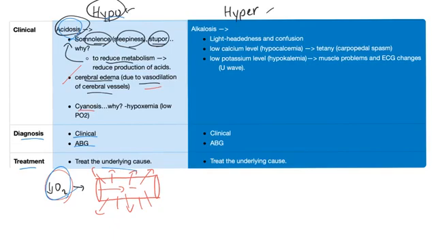How about hyperventilation? Clinically, you have respiratory alkalosis because you're washing CO2 out, leading to lightheadedness and confusion. Low calcium level leading to tetany, low potassium level leading to muscle problems. Diagnosis, clinically and ABG, treat the underlying cause.